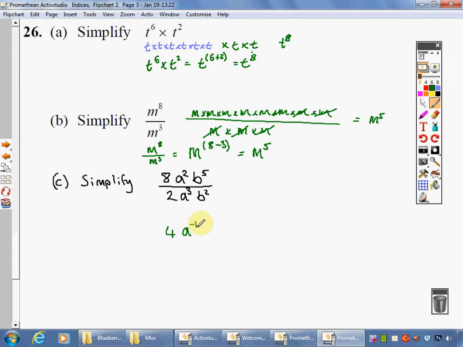And then finally, b to the 5 divided by b to the 2. So it's 5 take away 2, which is 3. So that would be your answer. You may have written it differently if you cancelled it in a different way. But either of those two ways is perfectly fine.